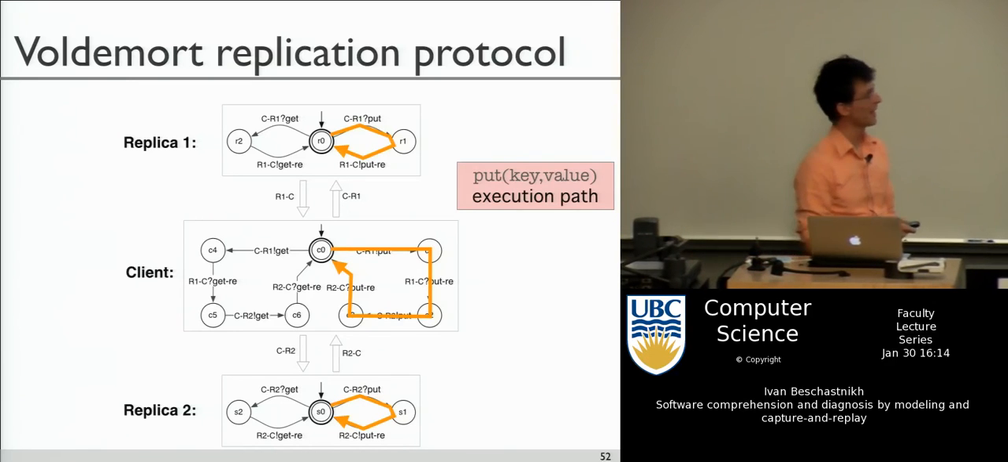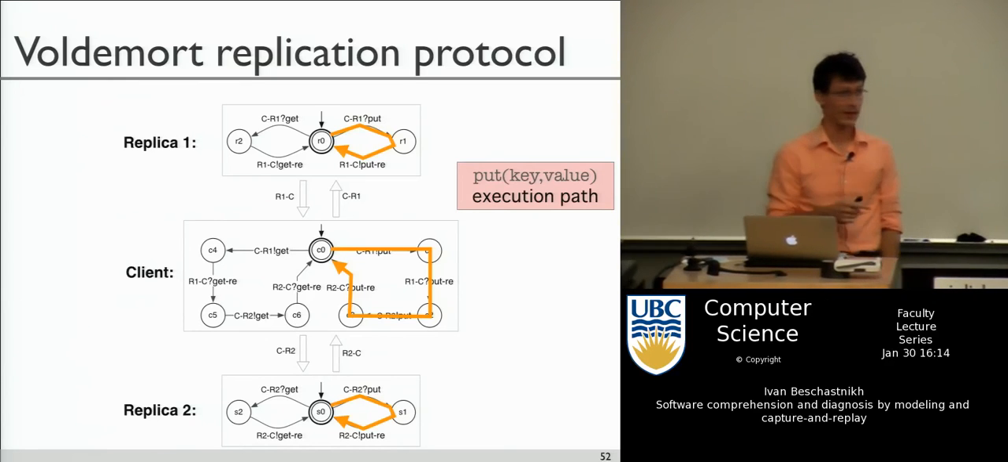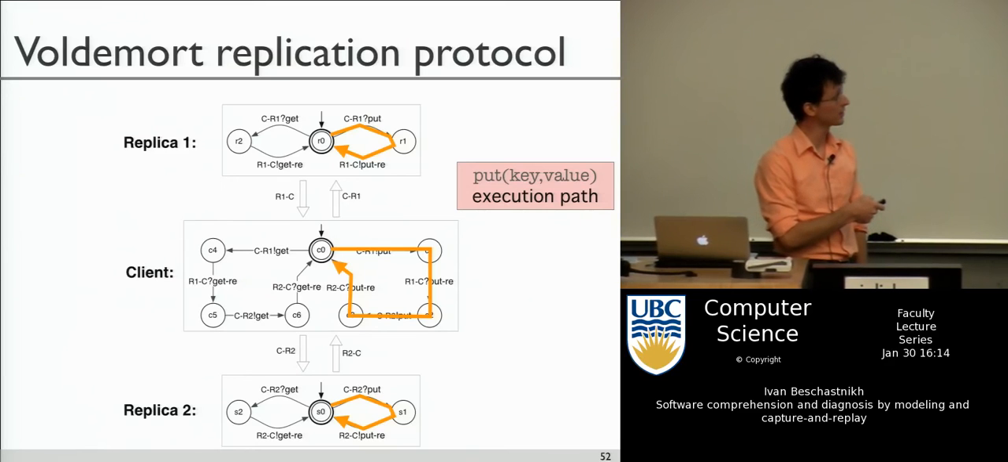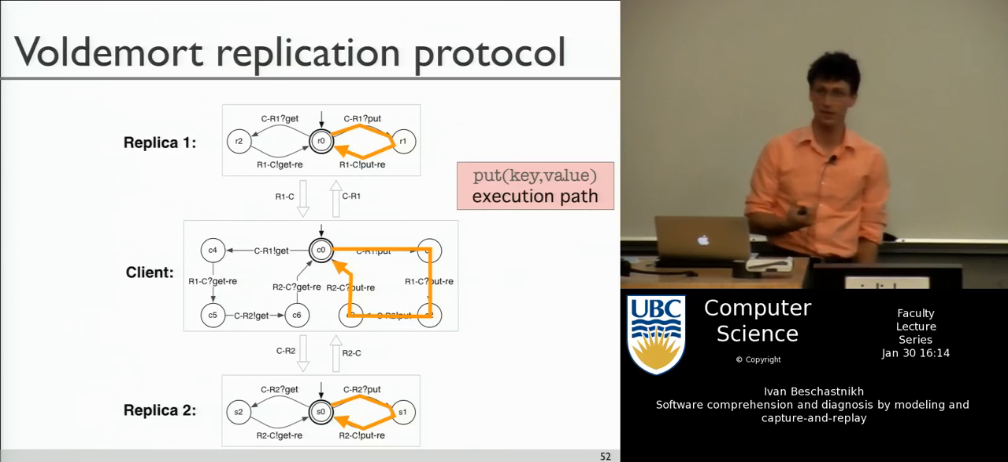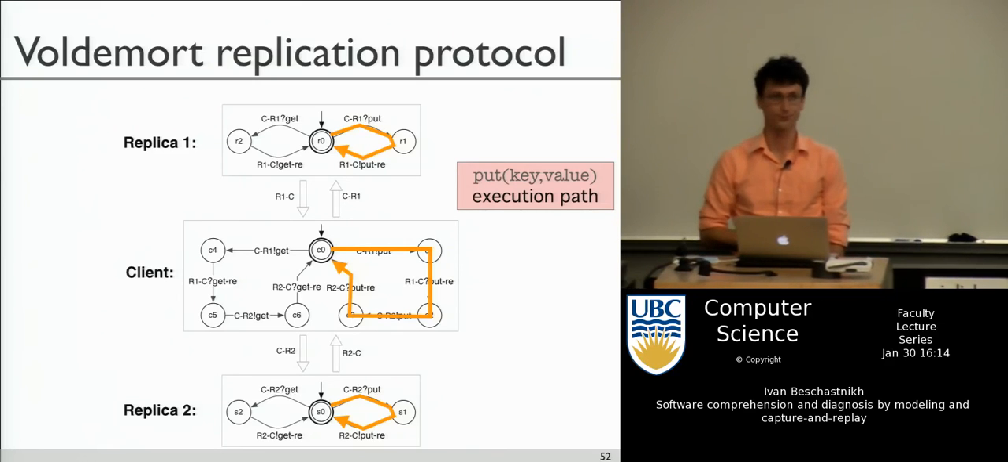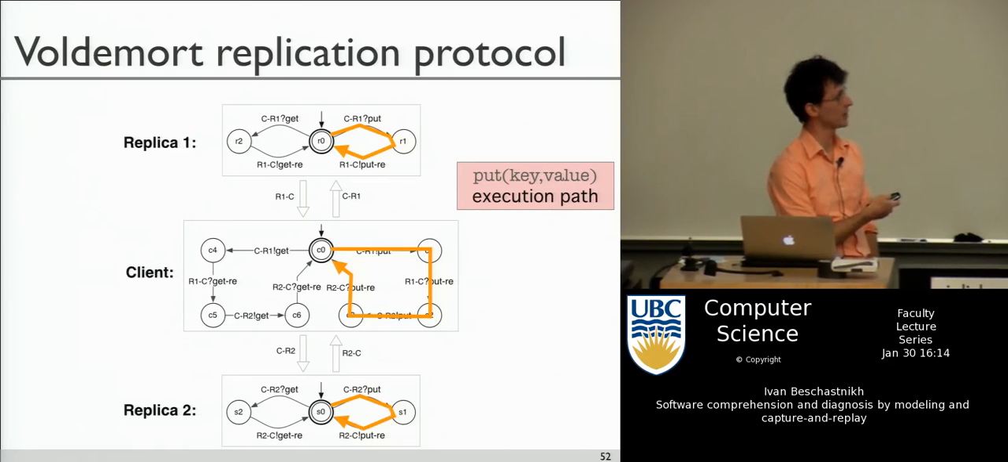Here are these orange paths. These orange paths are specific executions of my system, and they're executions at three different nodes. All of these executions describe the replication that is required to assign a value to a specific key. So the client here is going to replicate the value by first communicating to replica 1 and then talking to replica 2. So that's one path.